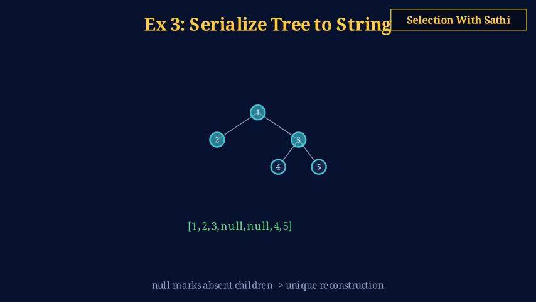Back at 5. Build right, bounds 5 to 8. Value 7 is in range. Create node 7. Back at 8. Build right, bounds 8 to infinity. Value 10 in range. Create 10. Right of 10, value 12 in range. Create 12. BST, 8 with left 5 having children 1 and 7, right 10 with right child 12.